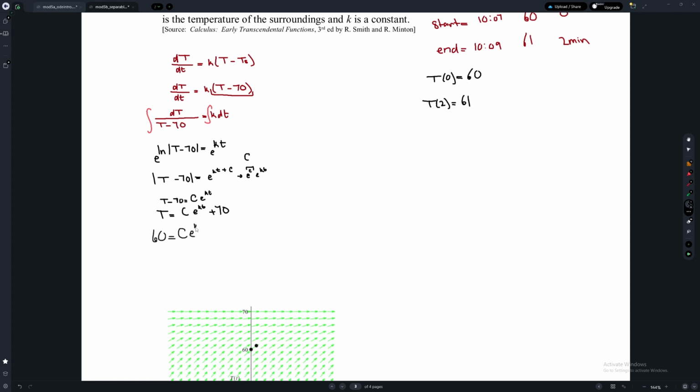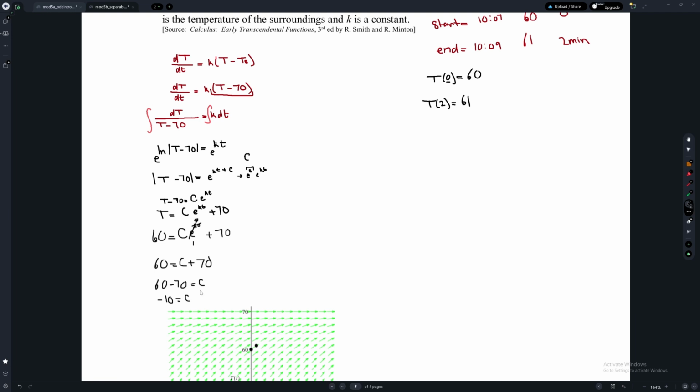So our k here is unknown, but our t is 0. So this becomes times 0, which turns this whole thing into 0. And e to the 0 is 1. So this whole thing becomes 1 plus 70. So what we get is actually 60 equals c plus 70. And you bring 70 to the other side. So now you get 60 minus 70 equals c. And so negative 10 equals c. And that is our first constant.